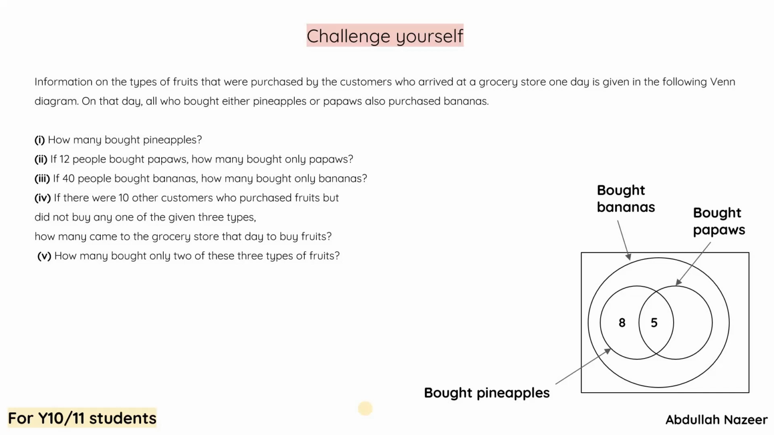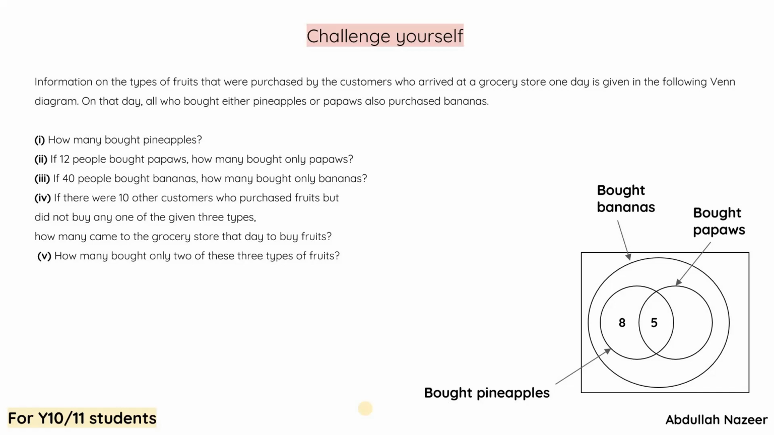So we stopped at this question in the last video and I asked you guys to try it out. So let's discuss this question now. Information on the types of fruit that were purchased by the customers who arrived at a grocery store one day is given in the Venn diagram below. On that day, all who bought either pineapples or papos also purchased bananas.